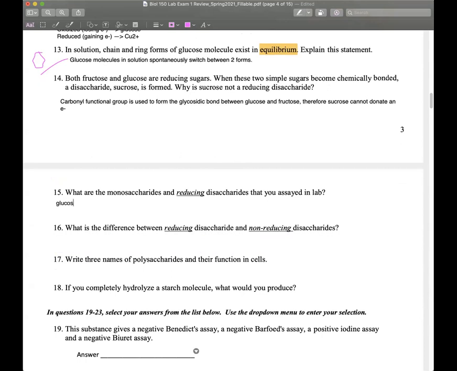So I know glucose was one of them. What were some other ones? I believe there were 3 monosaccharides and 2 reducing disaccharides. Okay, I see Reem, you've also put in the answer. So yeah, we've got glucose, fructose, and galactose. So those are all monosaccharides. And then our reducing disaccharides are maltose and lactose. Exactly.